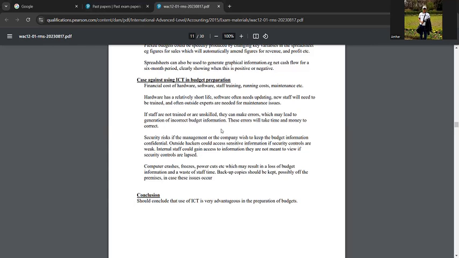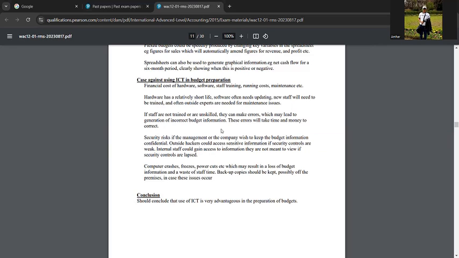And there may be security issues also. If the management of the company wants to keep the budgeted information confidential, then security is important. Sometimes outside hackers can get access to this sensitive information, so they have to control that. They need to implement new security systems and all that. So this will also be costly. And sometimes internal staff can gain information. So lots of security controls need to be implemented when they are doing this ICT system.